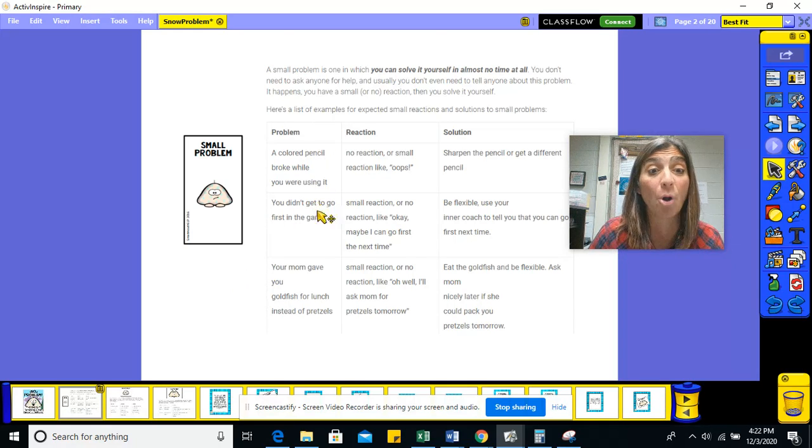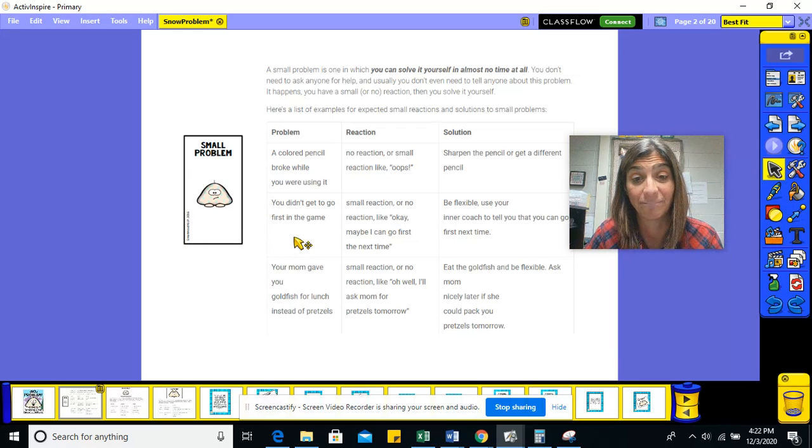A colored pencil broke while you were using it. So this is a small problem. It needs a small reaction. So your reaction might be, oops. And then your solution is what? Sharpen your pencil, right? All right, you didn't get to go first in the game. Sometimes I see kids have bigger reactions to this, but an appropriate reaction to that is something like, okay, maybe I can go first next time. Be flexible and use positive self-talk to tell yourself you can go first next time.